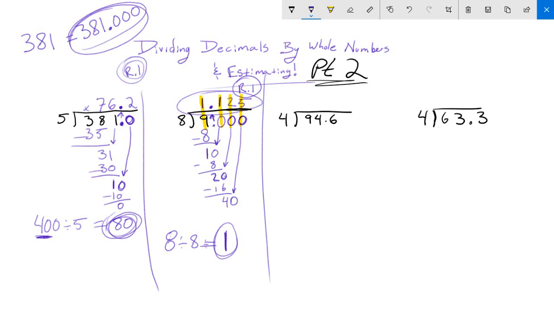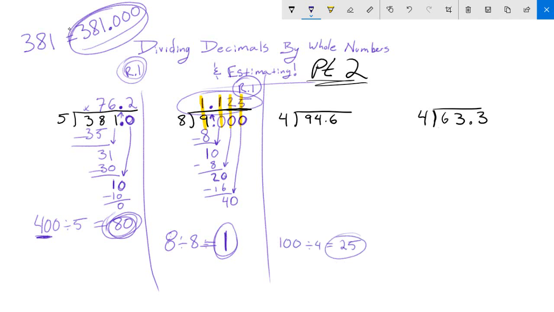94 and 6/10 divided by 4. Okay, so I'm going to estimate really quick. I'm going to say 94 is over 80, so that would have been easier. I guess I could round 94 up to 100 divided by 4 and say 25. A little bit of a high estimate, but still going to work for us.